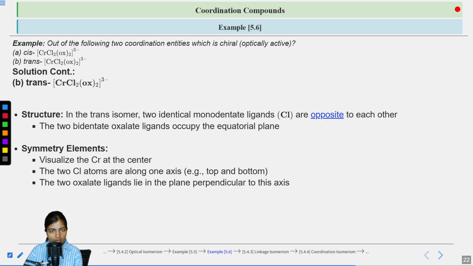The four bonds are going to be present in the horizontal plane, and there is one axis coming out of the plane and one axis going below the plane, right? But along this axis, in the top and the bottom positions, the two chlorine atoms already occupy the sites. The remaining positions in the horizontal plane are going to be occupied by the two oxalate ligands, which are perpendicular to the axis.